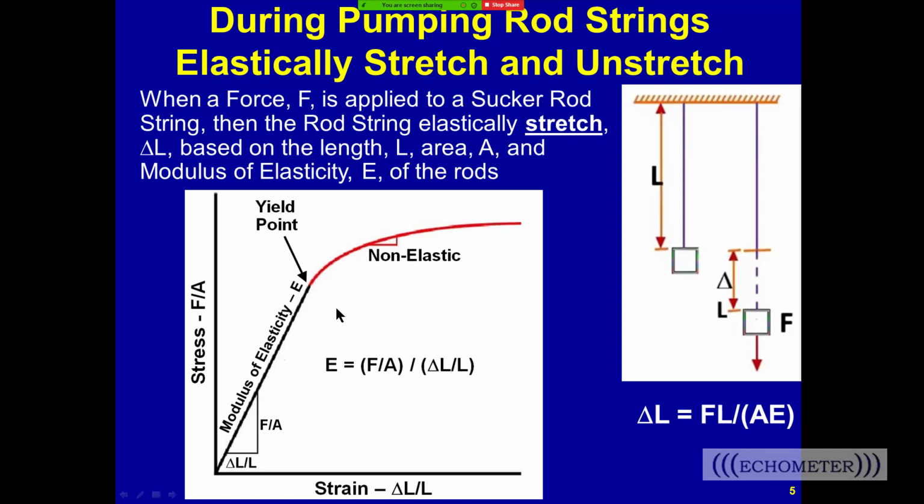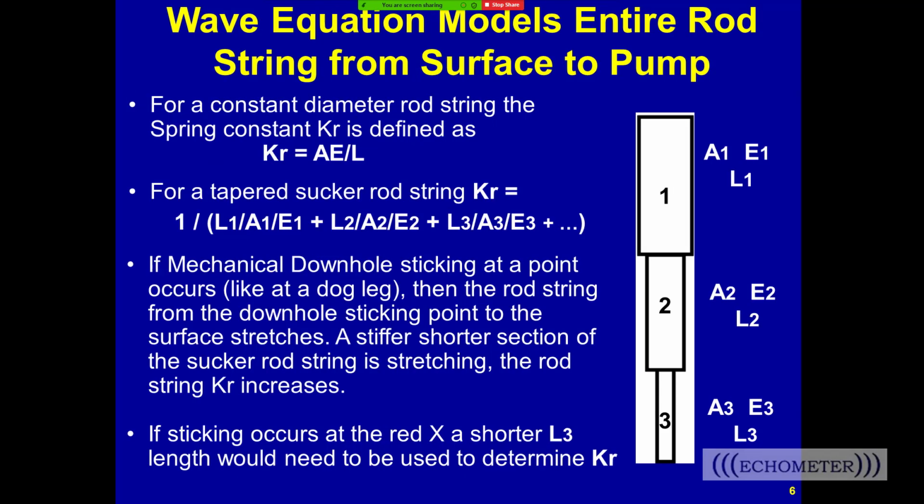But once you go past the yield stress, the real yield point, then the rods plastically deform, and they have a non-elastic change in length, and they won't return to the original unstretched length if you overstress them or go past their yield point. Now, to come up with the equation for the spring constant, you have to have the area of the rod and the modulus of elasticity of the rods, and you divide by the length, and that gives you the spring constant for the rod. Each taper section has its own spring constant.